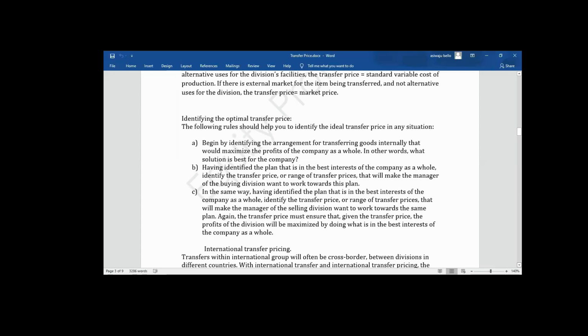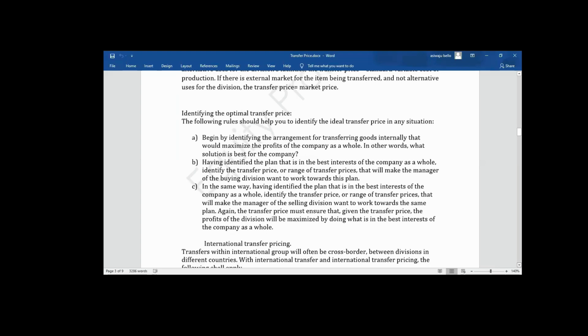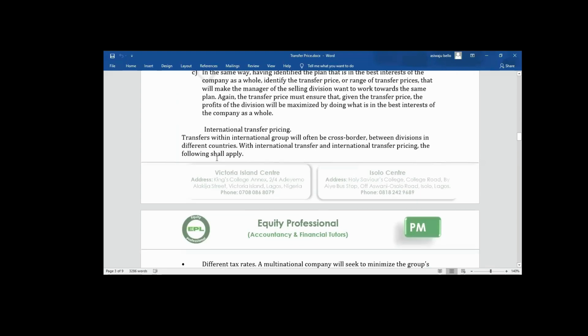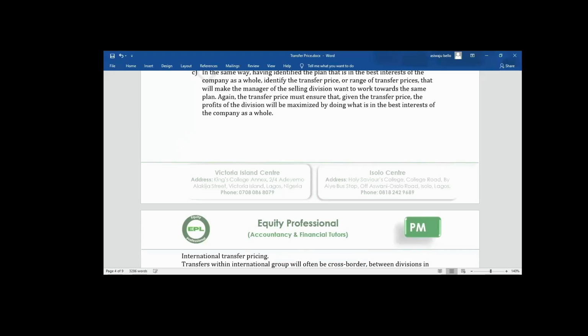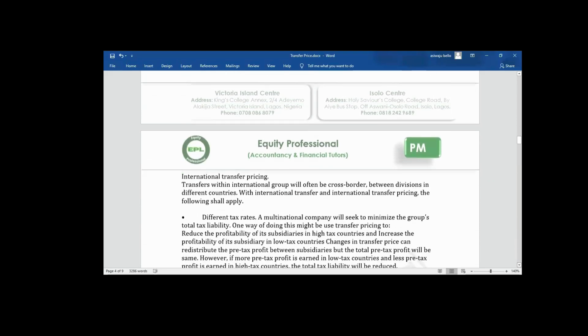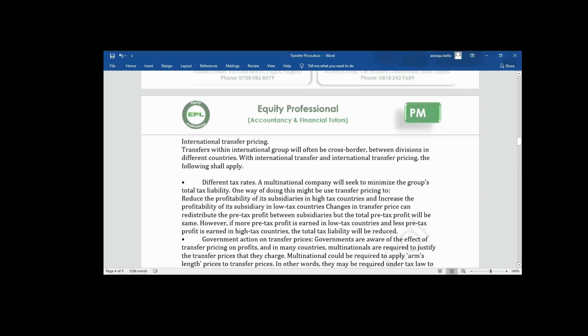So you must note this. The last aspect of the note, we can also explain it. International transfer pricing. This is a situation where you have divisions located in different countries. That will give rise to international transfer price.